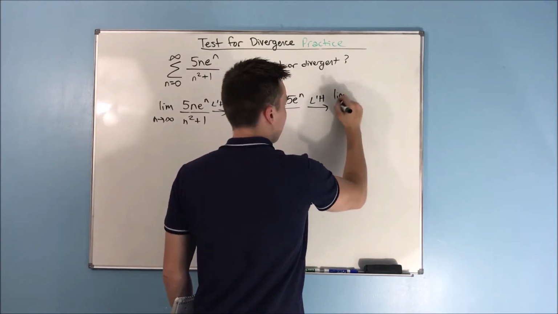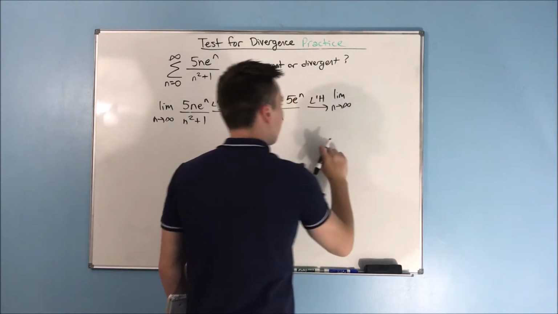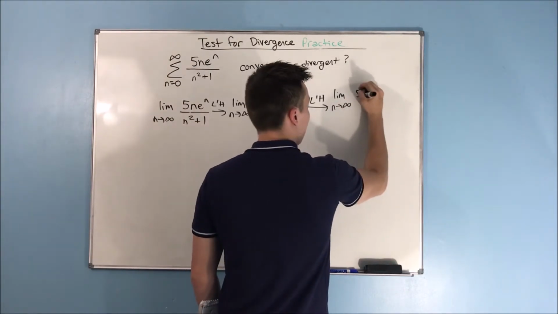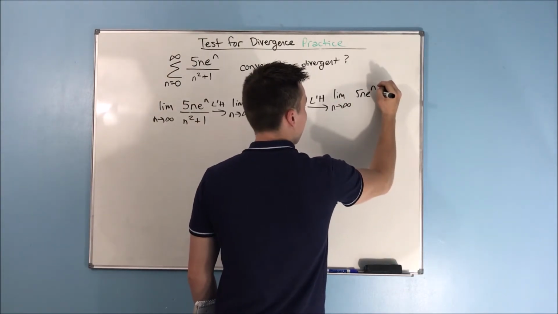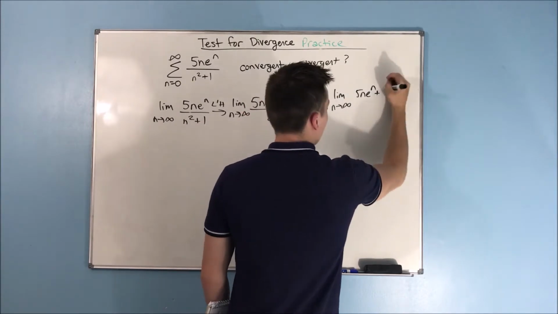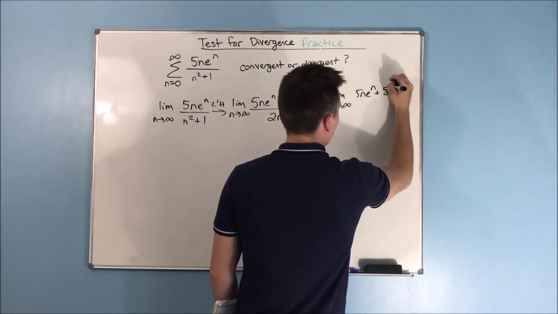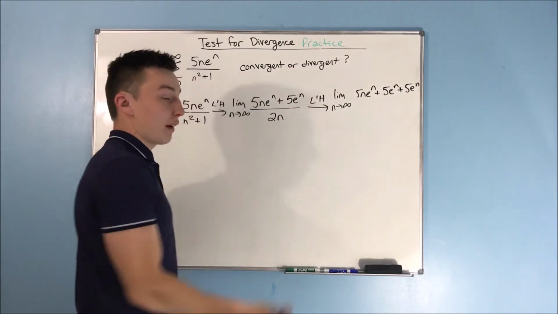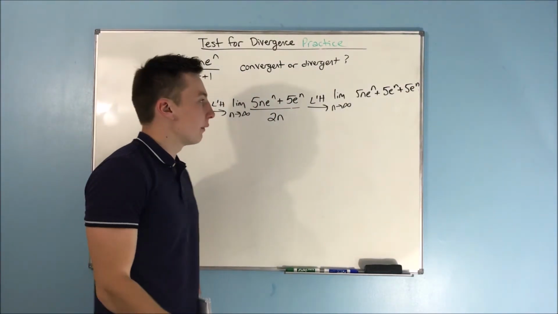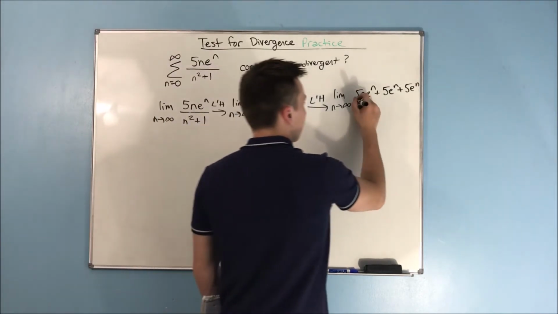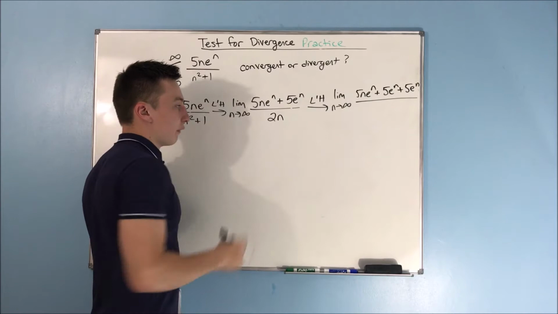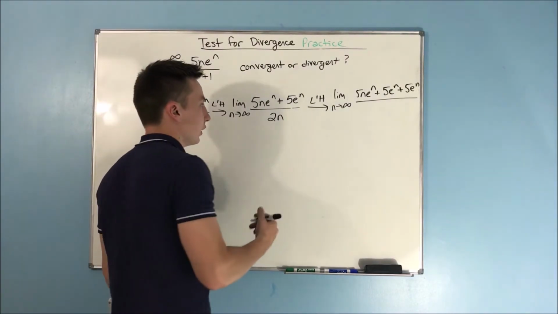So using L'Hopital again, take the limit as n approaches infinity of, well, this is just going to be another product rule. We'll get 5n e to the n plus 5 e to the n, and then we have that plus 5 e to the n from before, because the derivative of 5 e to the n is just 5 e to the n, okay? And we'll divide by the derivative of 2n, which is just going to be 2.